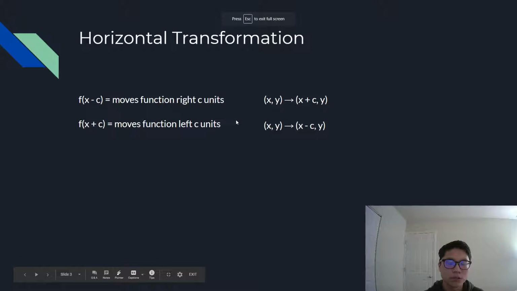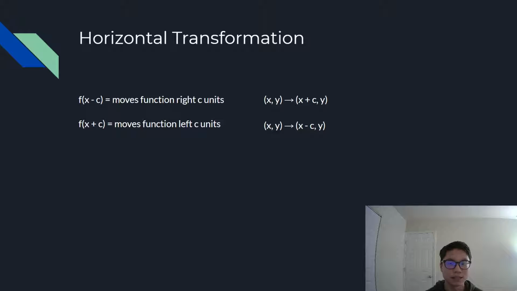Since there are vertical transformations, there are also horizontal transformations. When f of x is subtracted by c inside the parentheses, the function moves right by c units. When it's added by c, the function moves left by c units. It's inside the parentheses that have horizontal transformations.